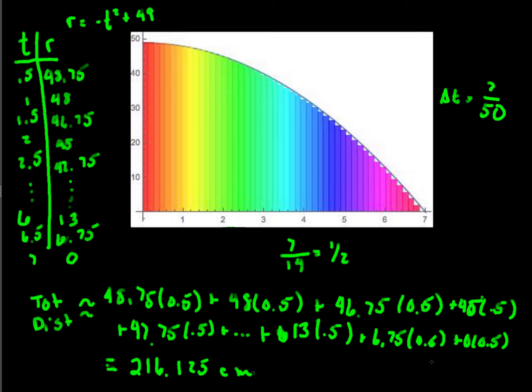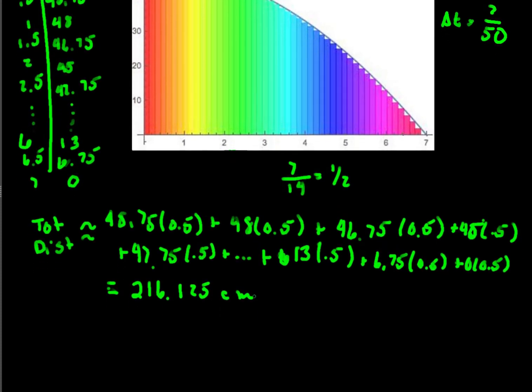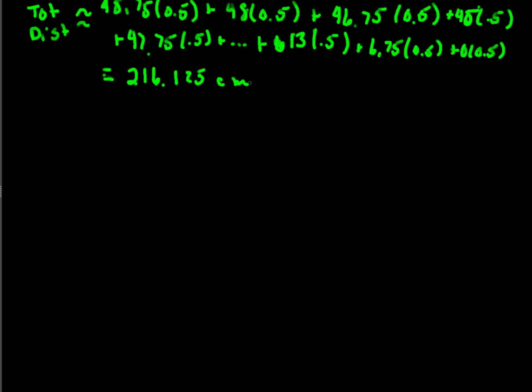In the previous video, we wanted to know an approximation of the distance traveled if the rate was given by negative t squared plus 49, and chose to subdivide the time interval into 50 equal pieces. And so we're going to use a spreadsheet to calculate this value, since it would be way too painful to do by hand. So let's write down a few of the key things we need to know for our calculations.